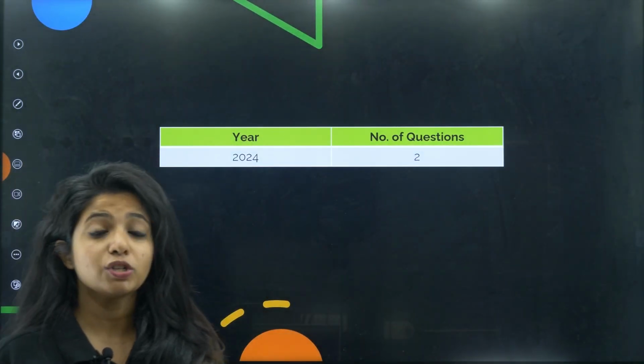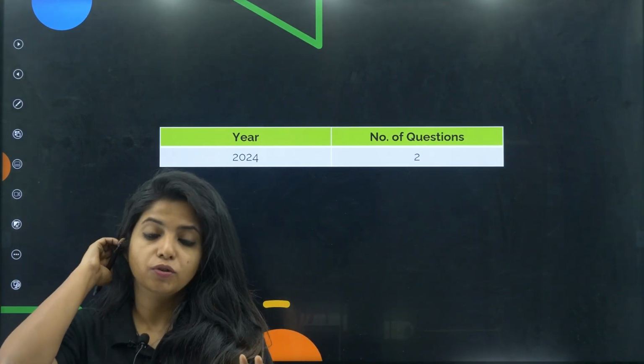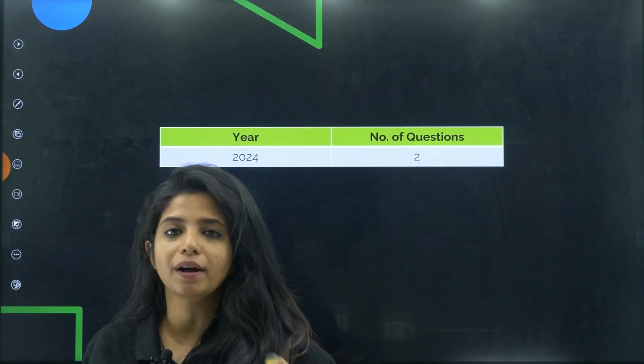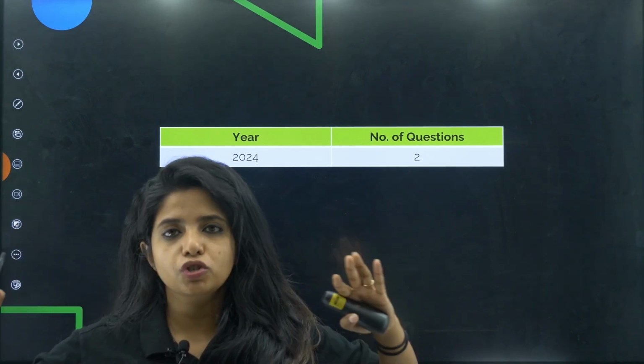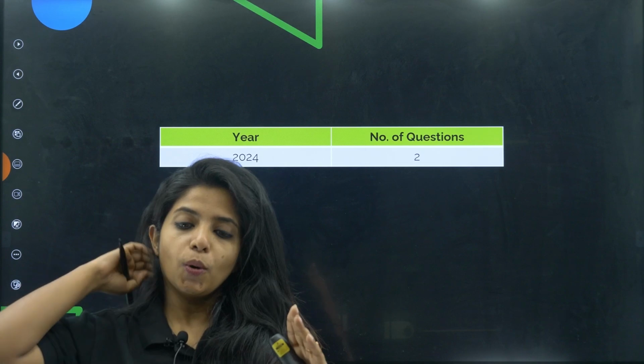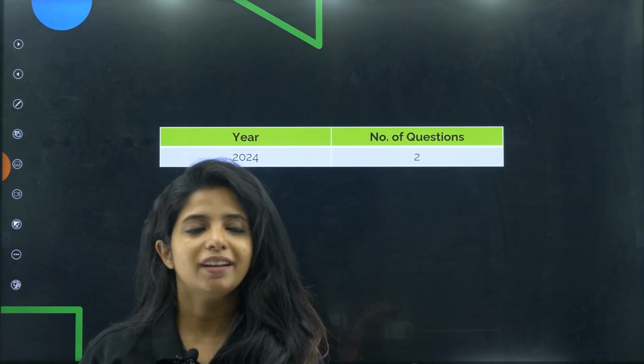Going ahead, the number of questions which came from this chapter in the previous year, that is 2024, were 2. So 2 into 4, basically 8 marks. Now it can increase or it can remain like this. Obviously, there is no chance for it to decrease. So 8 marks, obviously we cannot lose it, which is why we chose this chapter as well.